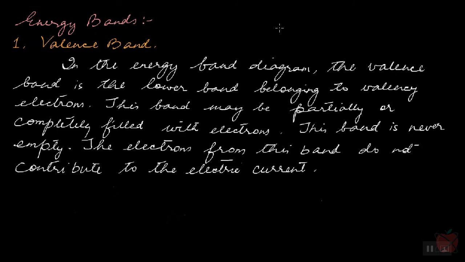The first one is the valence band. In the energy band diagram, the valence band is the lower band belonging to valence electrons. This band may be partially or completely filled with electrons. This band is never empty, so that means it is always filled with electrons. The electrons from this band do not contribute to the electric current when an electric field is applied. So that is the first energy band.